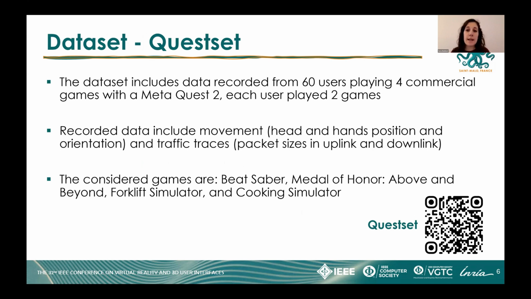To evaluate our system, we employed QuestSet, a dataset that we previously collected. It contains data from 60 users who played 4 commercial games, and each user played 2 games. The recorded data include movement information concerning the head and hands position and orientation, as well as traffic traces exchanged between a rendering PC and the headset. We considered 4 different games in terms of required movement and content, and specifically we selected Beat Saber, Medal of Honor: Above and Beyond, Forklift Simulator, and Cooking Simulator.